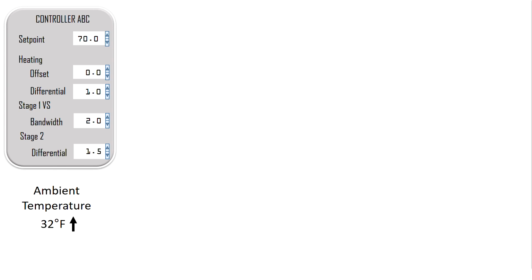Let's repeat the simulation, but first change our heater offset to 1 degree below the set point, again with a heater differential of 1 degree below that. All of the fan settings should remain the same, as well as our starting ambient and room temperatures.